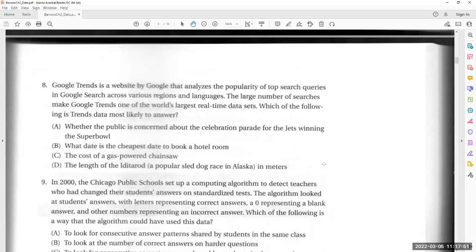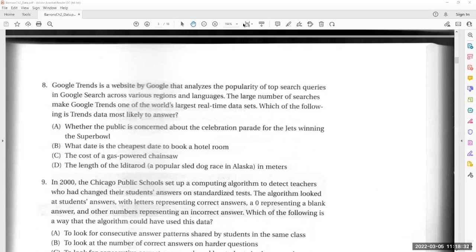So Kathleen, I'm sorry, Michelle Wen, I'm calling the wrong person. Michelle, what is the answer for number 8, and why? A. Because of what? It shows the public's interest in. Okay. Number A, you are using the Google Trend.